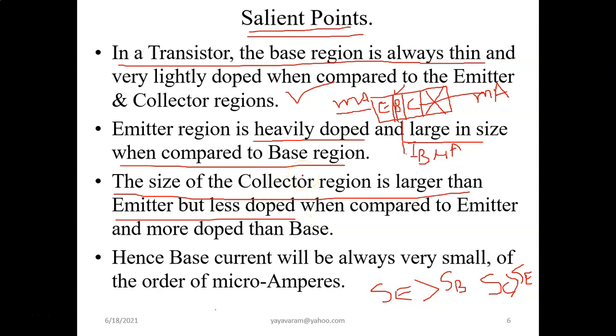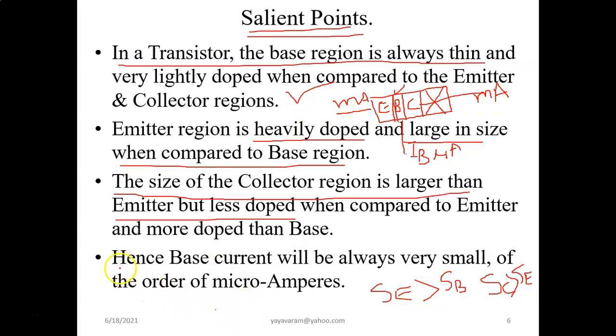Collector, by its name, collects the charge carriers. Base controls these charge carriers. Emitter emits the charge carriers; it acts like a source. So normally the emitter region will be heavily doped, and by doping heavily you get more charge carriers. But if the collector size is more, it can accept more charge carriers at low power, so that power is not dissipated much. Yes, these are the salient points.